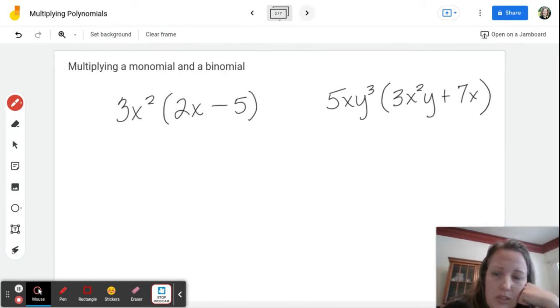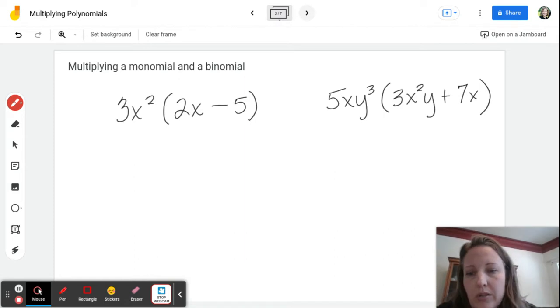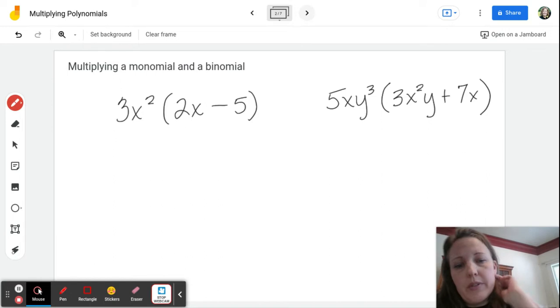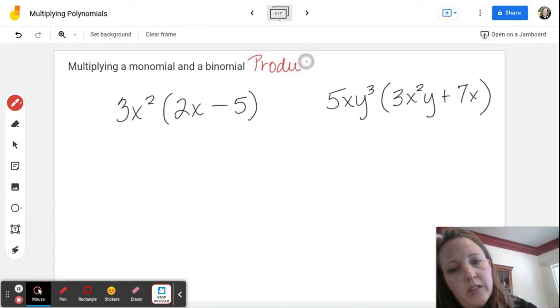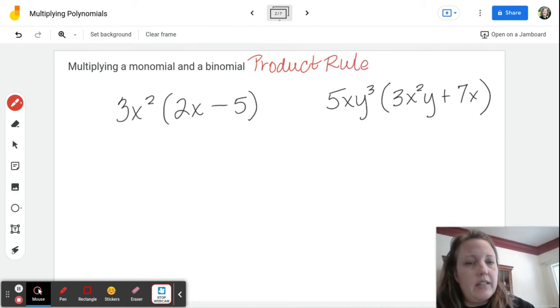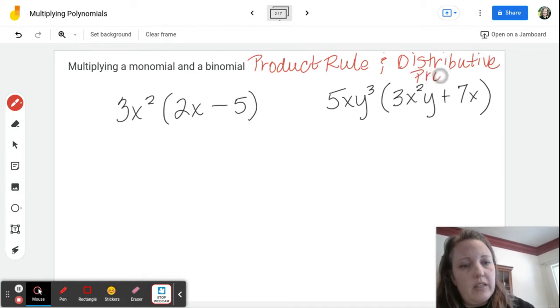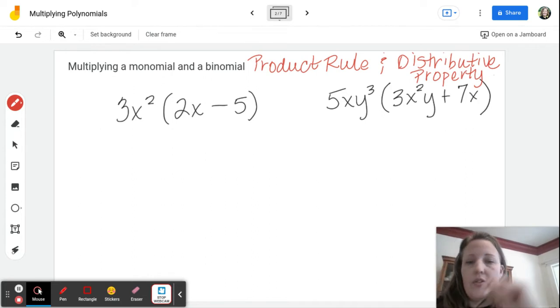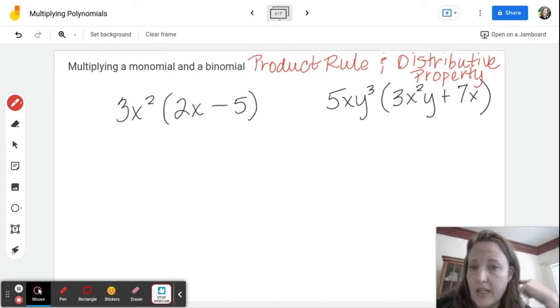Now, let's look at the next one here. I wrote some examples here. This is multiplying a monomial by a binomial. What we're going to do is remember 2 things. We're going to remember the product rule, which we just talked about, and the distributive property of multiplication. Those are the 2 things that are going to help us accomplish this.